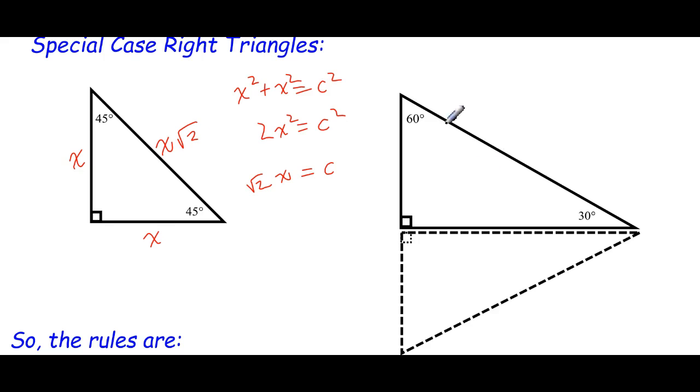Now, over here for this one, things are a little more complicated. You have to think of both this 30, 60, 90 right triangle up here, and sort of its reflection down underneath. This reflection would also, of course, have 60 degrees there.